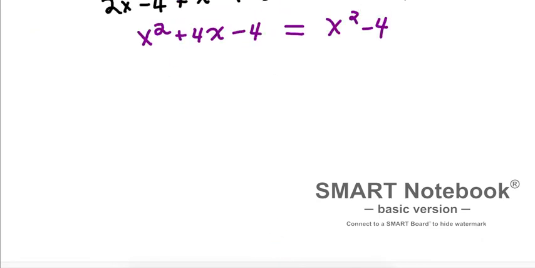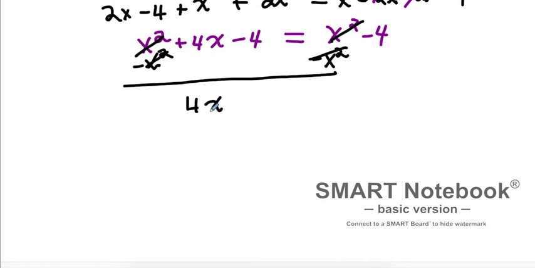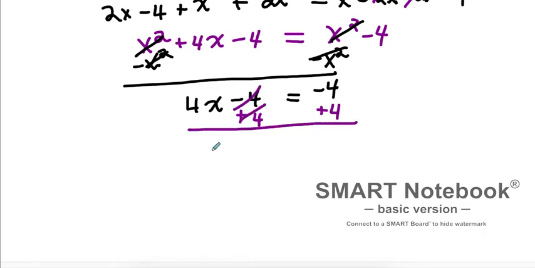Okay, let's get everything on the same side, but let's see what happens if I subtract the x squared. These will cancel, but so will these. Okay, so we actually don't have a quadratic in this scenario. So because we don't have a quadratic, we can just solve for x by getting x by itself. So I'm going to add 4 to both sides. These will cancel, so 4x equals 0, which means that if I divide by 4, x equals 0.